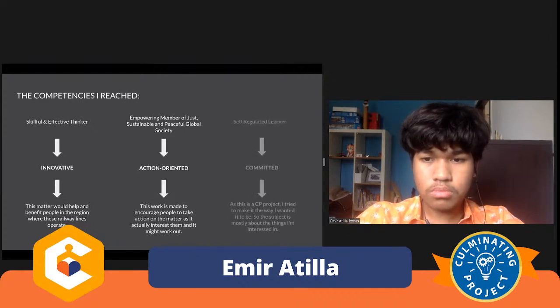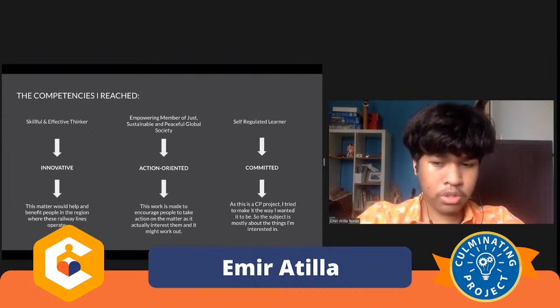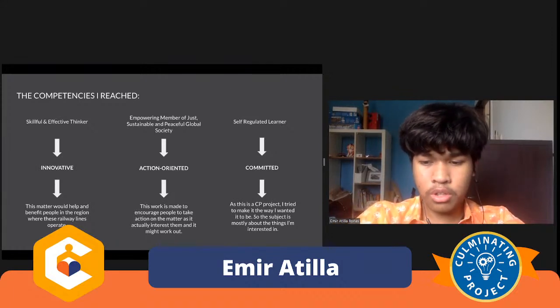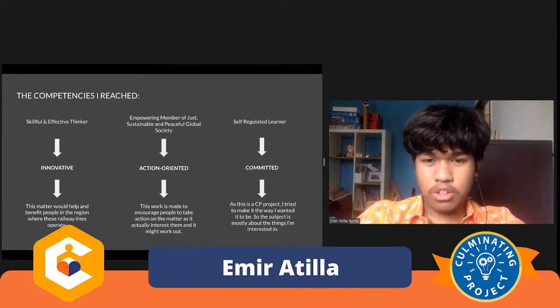competency. And then the final one is self-regulated learners. It's committed. It's about me. As this is a CP project, I try to make it the way I want it to be. So the subject is mostly about the things I'm interested in, and also something that might help people out if the actual end goal of my CP is actually reached.